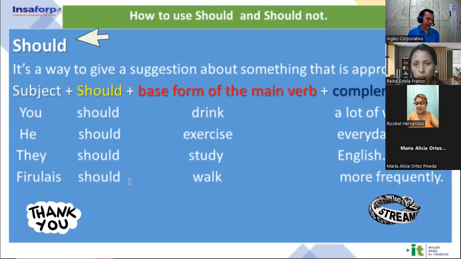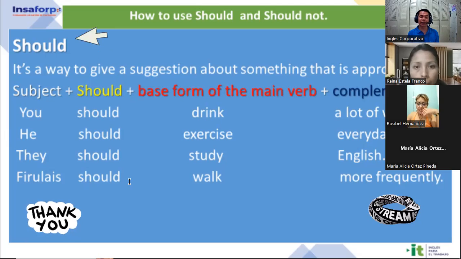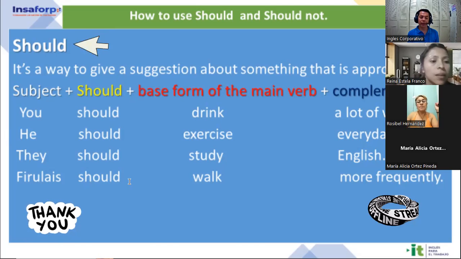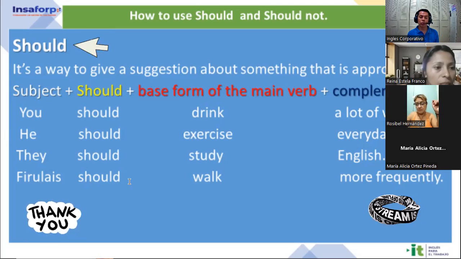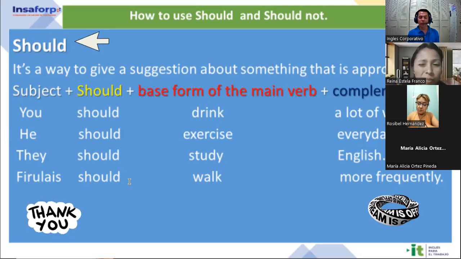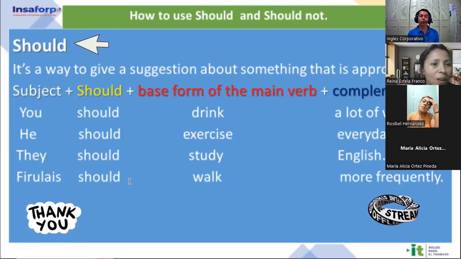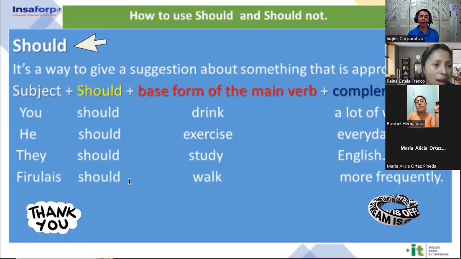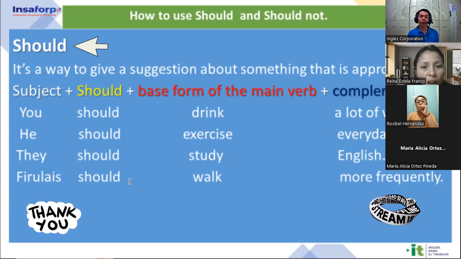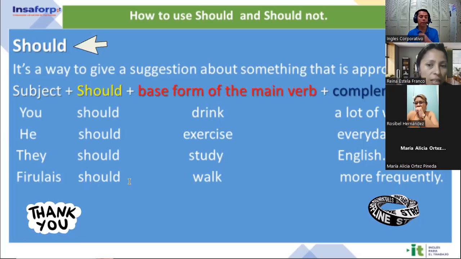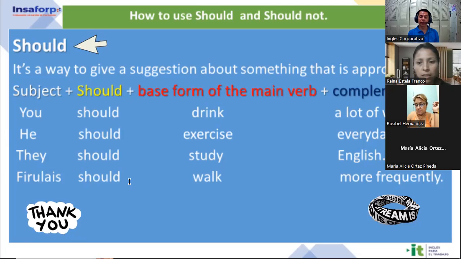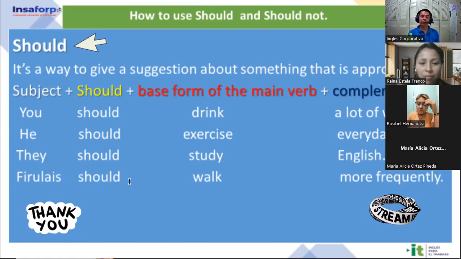Okay. Now, Estela, can you help me, please? Read the same sentence that Rosie read. You should drink a lot of water. He should exercise every day. They should study English. Pirulai should work more frequently. Frequently. Okay, thank you very much.